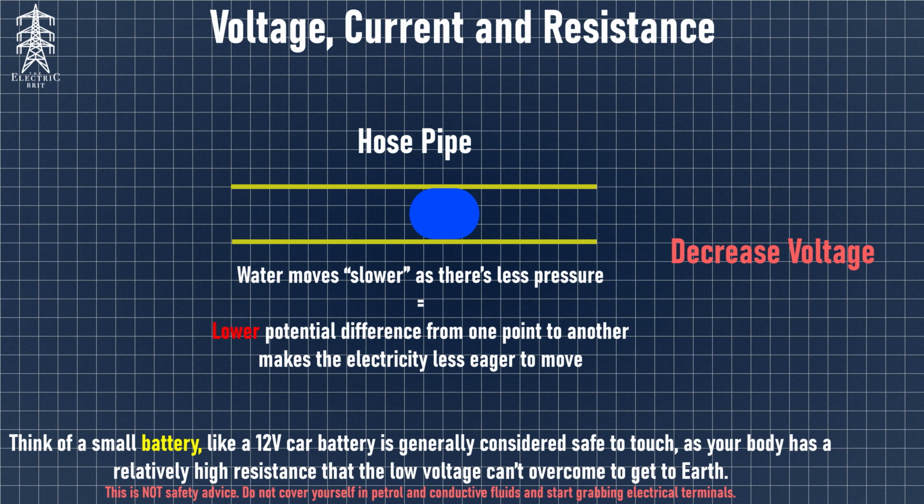Therefore, a low voltage is like low water pressure. That lower potential difference makes the electricity less eager to move. If you think about a low voltage battery, you can safely touch the positive and negative ends and you'll not get a shock, because the voltage is too low to overcome the resistance of your body to get to earth.